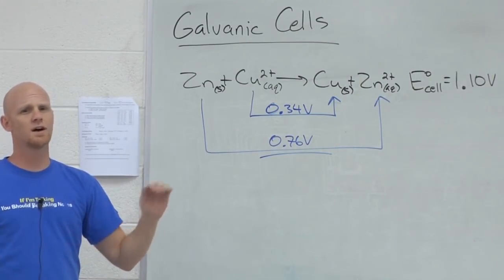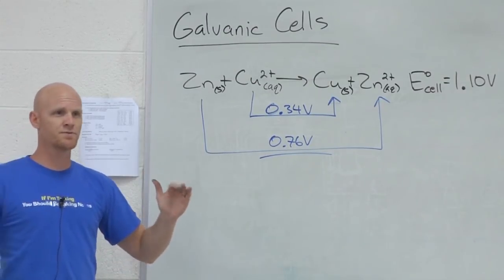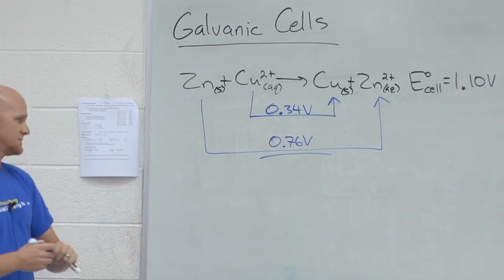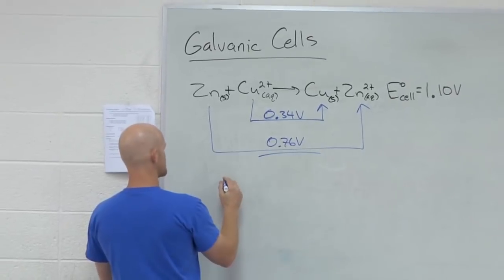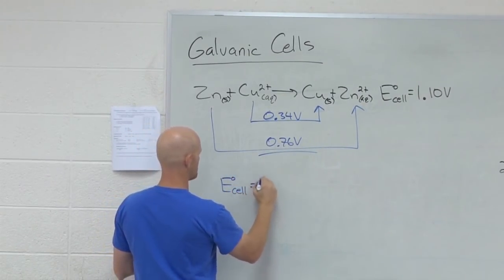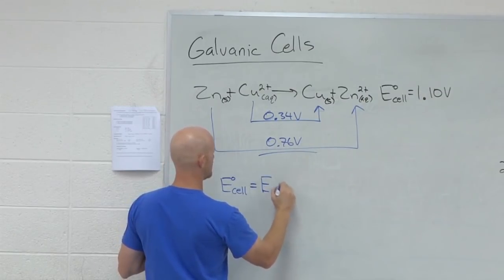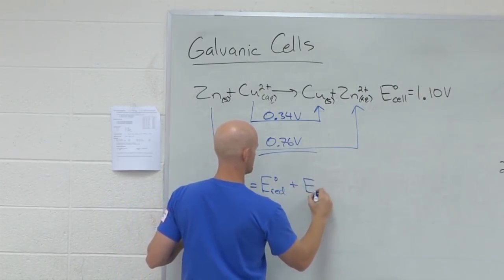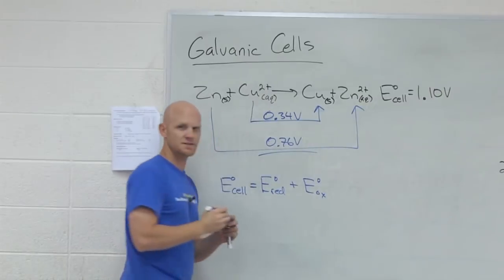They think all you students are dumb. They're wrong, and you're going to prove they're wrong, but they think you're dumb. There are two ways to calculate this, it turns out. You can do E cell equals E reduction plus E oxidation.